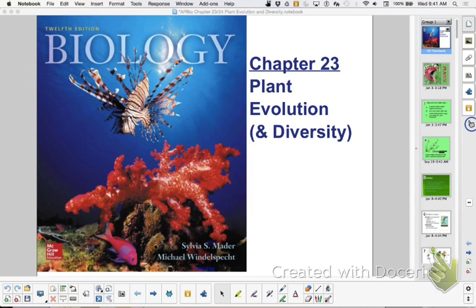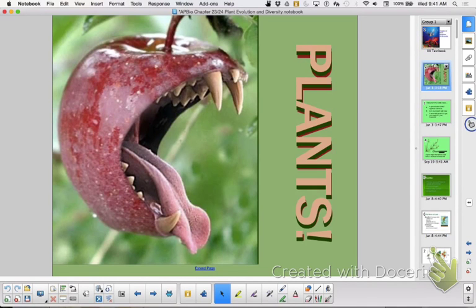This entire notebook presentation contains mostly chapter 24, but a little bit here at the beginning of chapter 23. Chapter 23, the first one, focuses on plant evolution and diversity. We're not needing to, for the AP exam, know all the different phyla for your exam. So we're just going to focus in this part on plant evolution. So here is your first question.